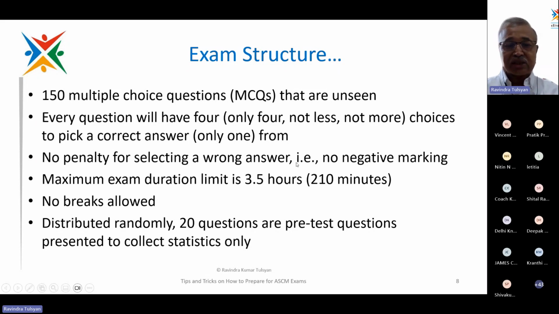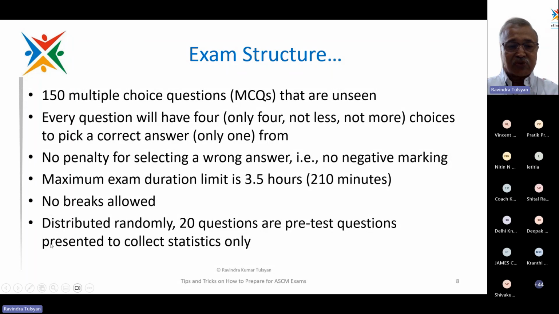But there is no penalty for selecting a wrong answer. There are many exams where negative marking is there. Here we don't have negative marking. You get a maximum of 3.5 hours, which is 210 minutes, to answer 150 questions, right? No breaks are allowed in this exam. So please make sure before you enter the exam that you eat, drink, and use your washroom properly, and then only enter the exam room.